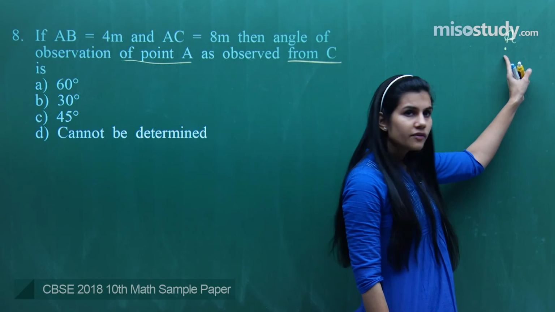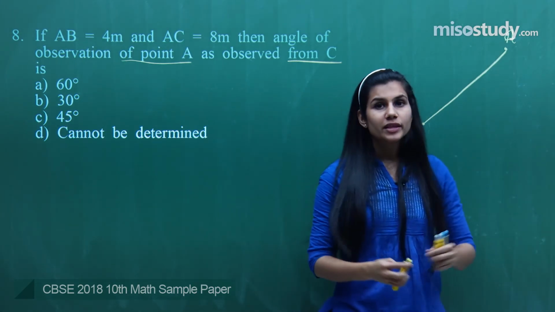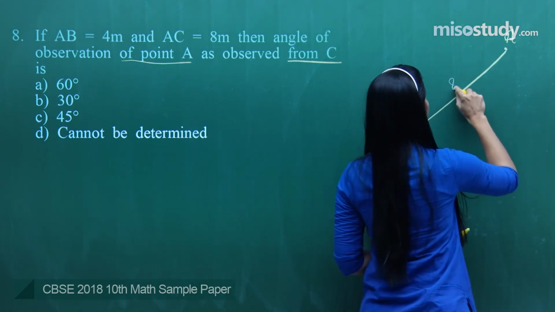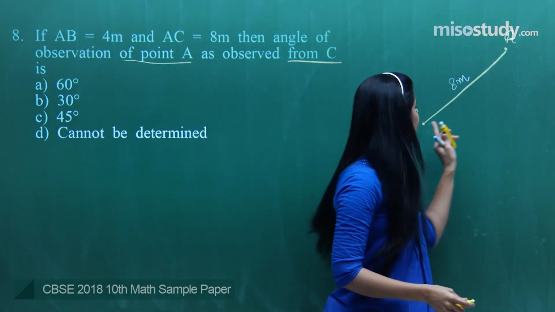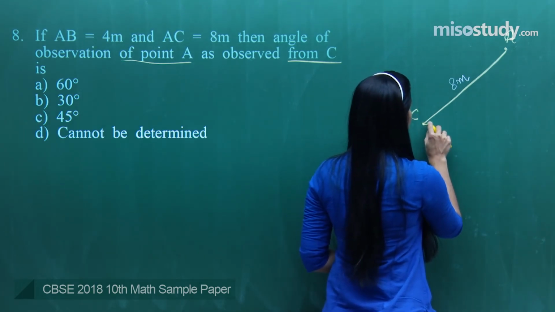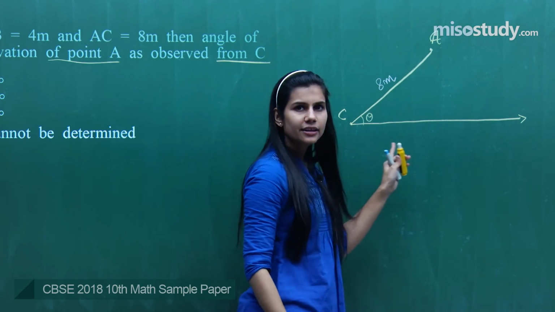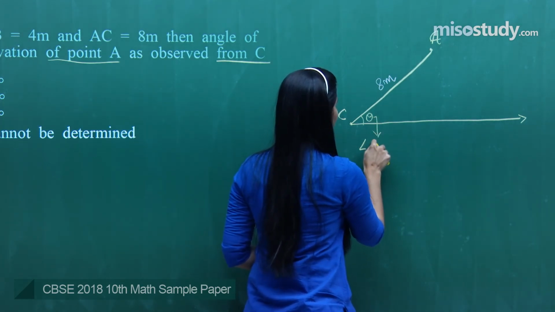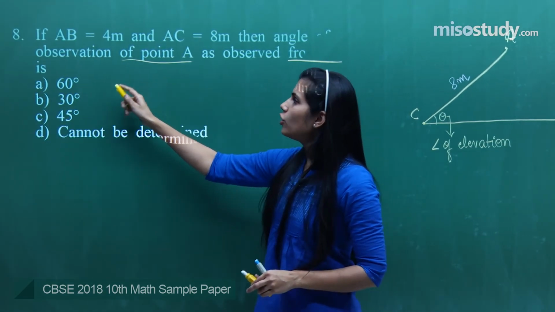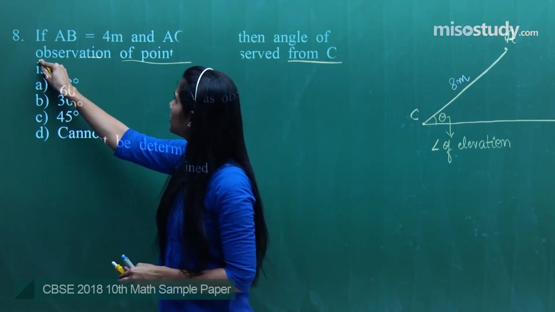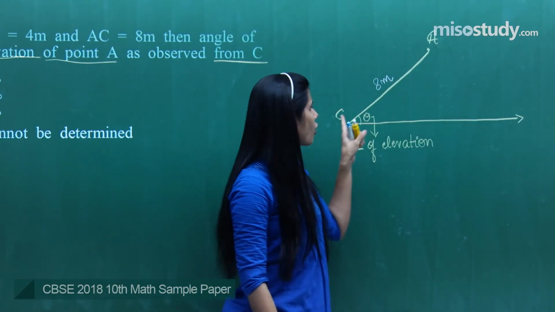So from point C I am observing point A, so this CA becomes my line of sight. And the length of this line of sight is given to be 8 meters. Okay? Then if this is the point of observation and this is the object, this becomes the line of sight. If I draw a horizontal line passing through point C, the angle between the line of sight and the horizontal line passing through point C is my angle of elevation. The angle of elevation or the angle of observation, both are exactly the same things. So this is my angle of elevation or angle of observation of point A from point C.